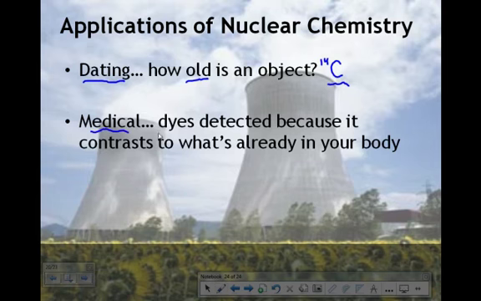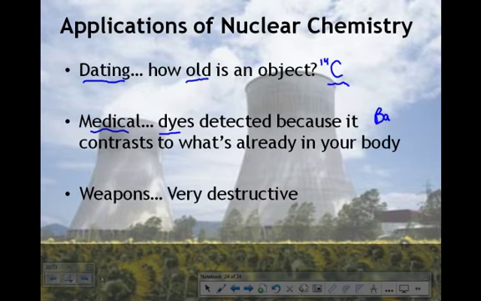Medicine is another important application. We use radioactive dyes because it provides a contrast to what's already in your body. So you may have to drink a barium milkshake so they can see what's happening in your gastrointestinal tract. If you have some sort of problem or blockage or something that they want to see what's happening inside you, they put a dye that's radioactive so they can trace it as it moves through your body or through your heart or whatever they want to look at.